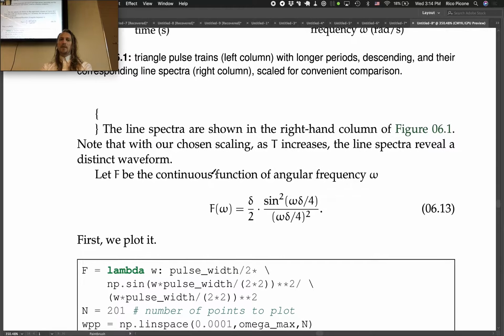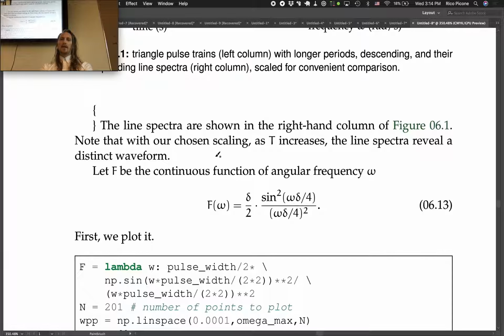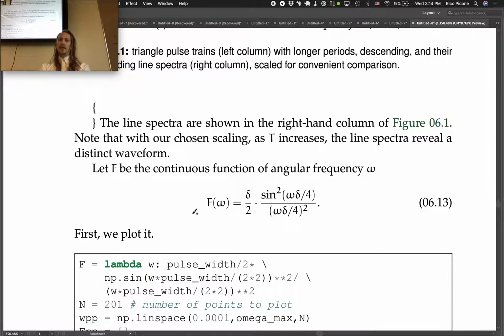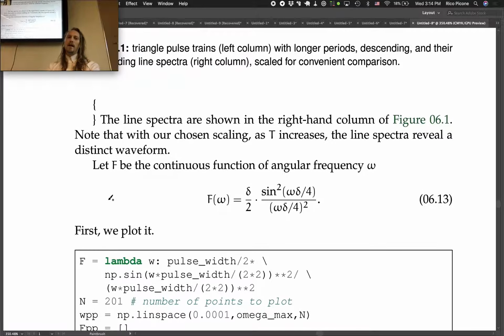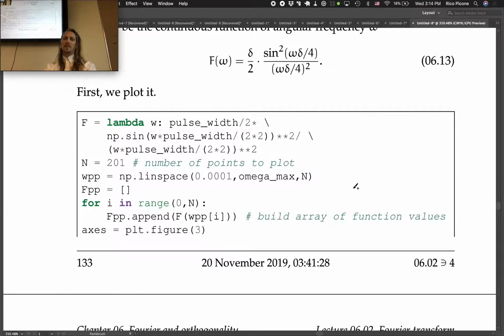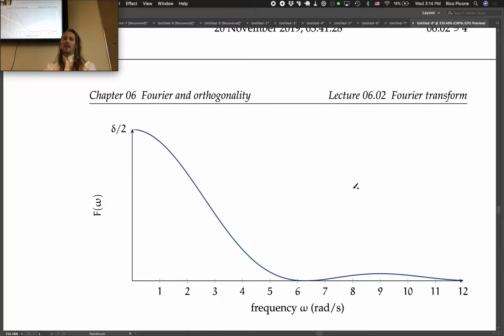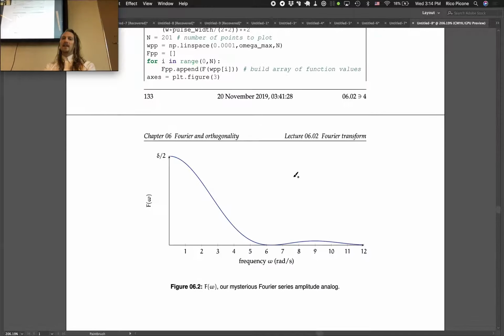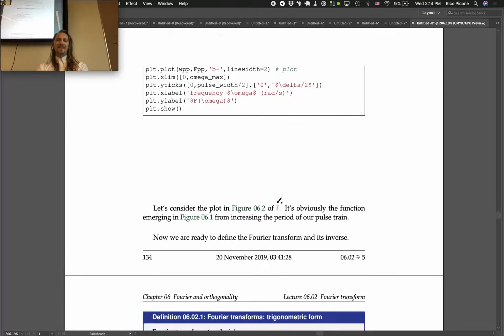The line spectra are shown in the right-hand column. Note that with our chosen scaling, as T increases, the line spectra reveal a distinct waveform. Let f be the continuous function of angular frequency omega here, 613. Mystery function, pulled out of nowhere. If I plot it, would you look at that? It's the function that's emerging here. It's emerging. How did I do that?